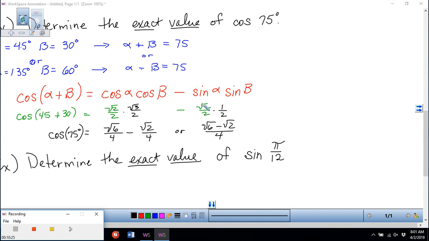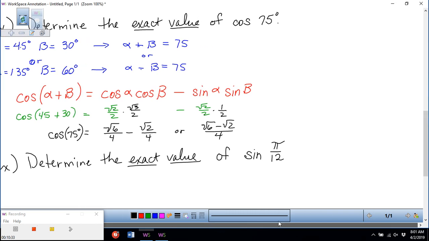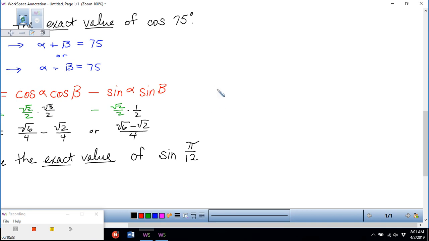Before we move on to the second example, I just want to show you that the other two numbers that we had chosen, 135 and 60, would have also worked for this particular problem if we used the subtraction formula. From what you've written above, the subtraction formula for cosine of alpha minus beta is cosine of alpha cosine of beta plus sine of alpha sine of beta.